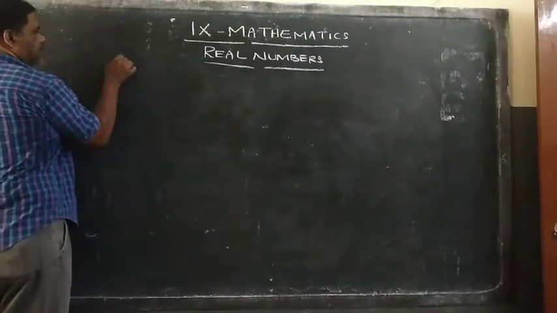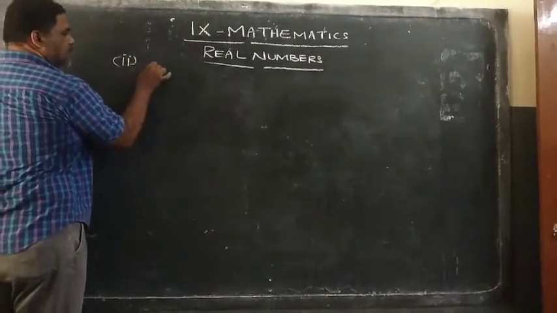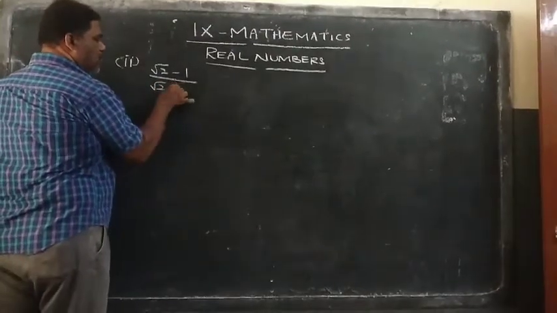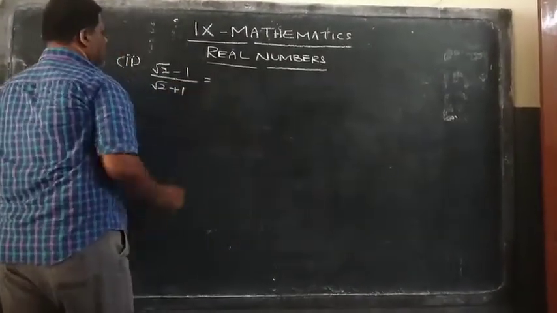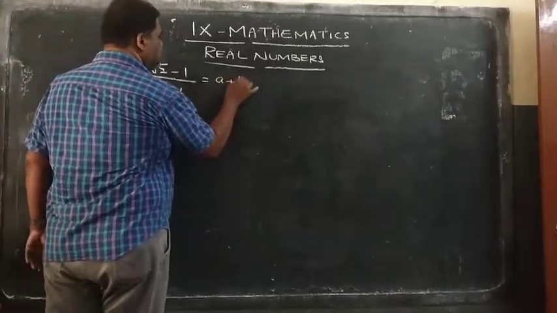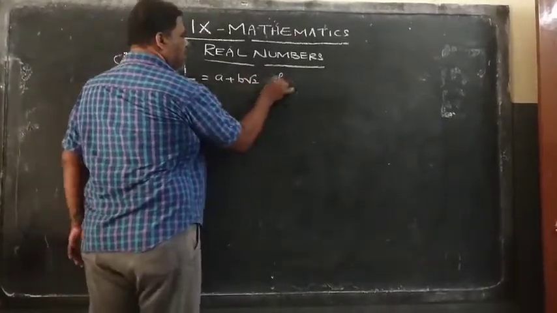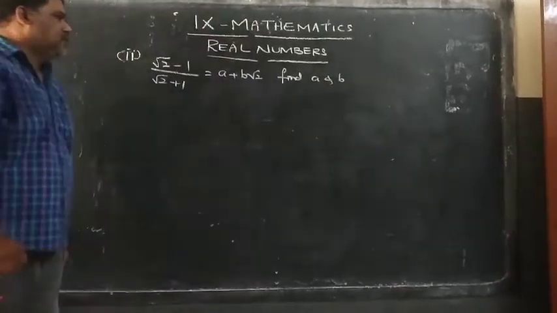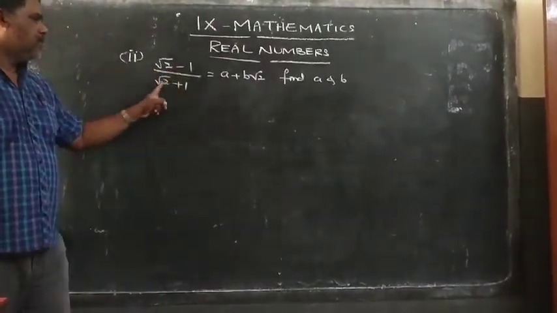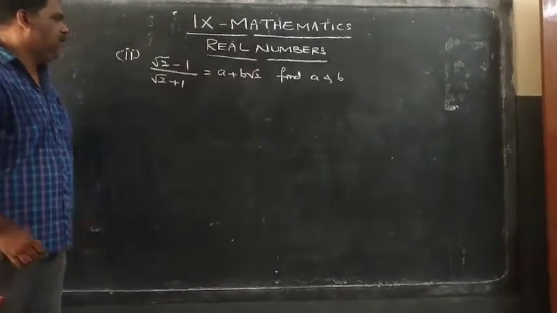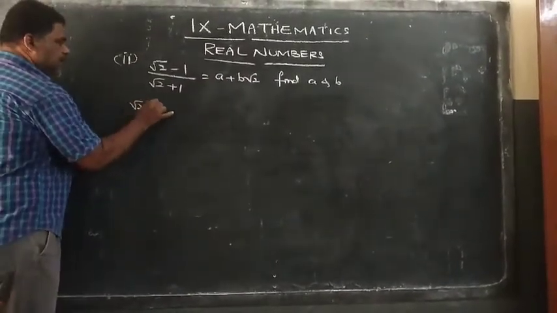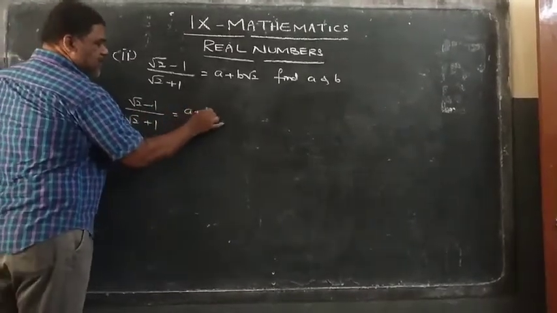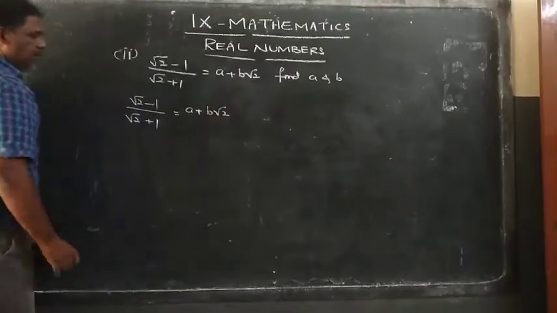Right, second bit. Root 2 minus 1 by root 2 plus 1 is equal to a plus b root 2. Find a and b. So here root 2 minus 1 by root 2 plus 1 is given as a plus b root 2. So let us take the given condition. Root 2 minus 1 by root 2 plus 1 is equal to a plus b root 2.